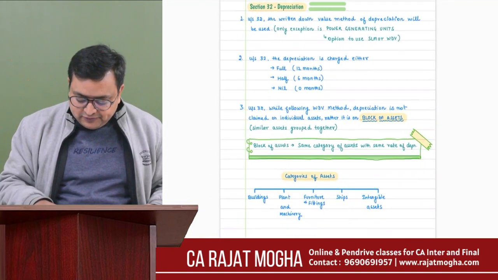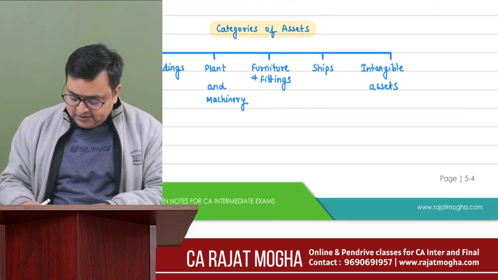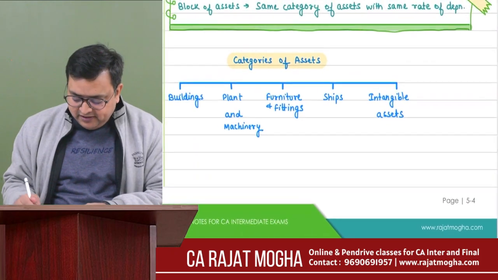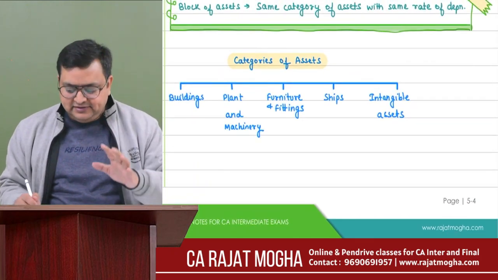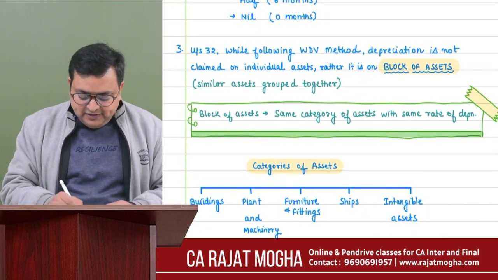It's mentioned in your book also. So what is block of assets? If you come to page number 5.4, this book is easily available on the website. If you go to the download section, you will get this book. So on page 5.4, we have what is block of assets.